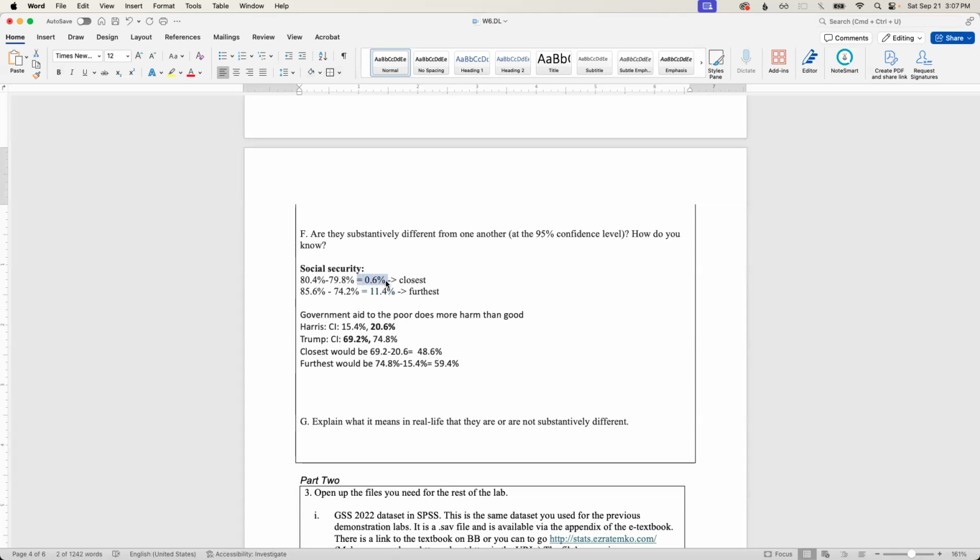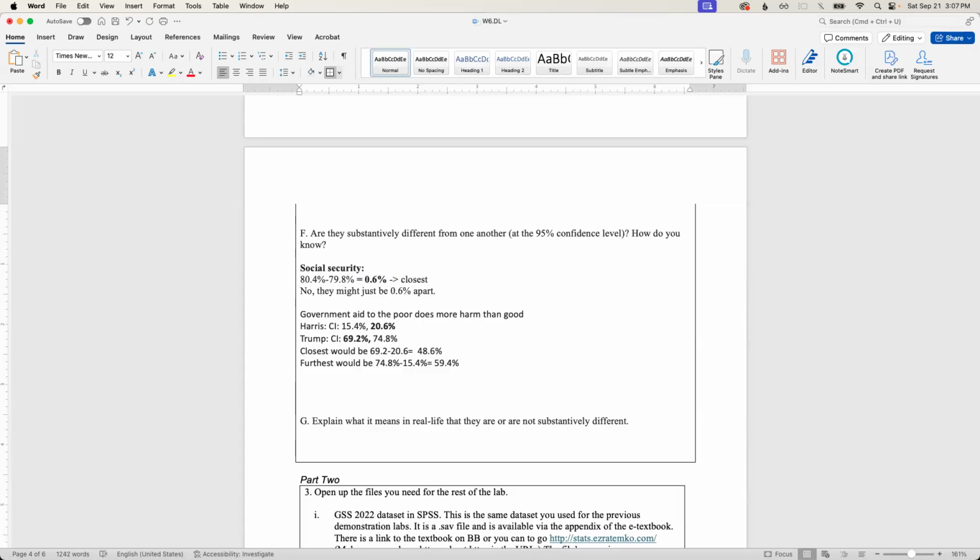We're 95% confident they're at least 0.6% apart. So I would say that's not that substantive. That's almost the same. And so I would say that these two are not substantively different at the 95% confidence level. They might just be 0.6% apart.